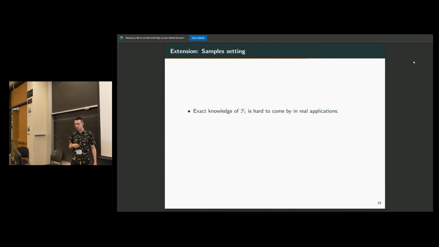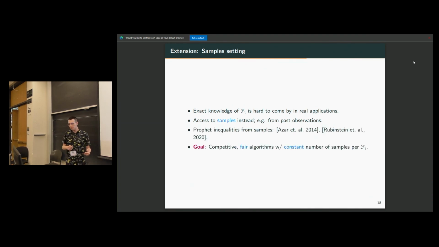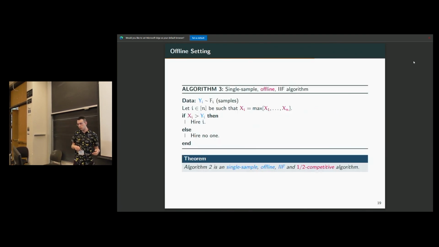Okay, so really quickly, the last setting we consider is what if we don't know the exact distributions Fi that the variables follow, which you might think is hard to solve because now we don't have those probabilities to plug into the LP. But it turns out we can do good enough by having access to samples of the distributions, which corresponds to knowing past observations in the real world. Okay, so let me quickly just point out the theorems.